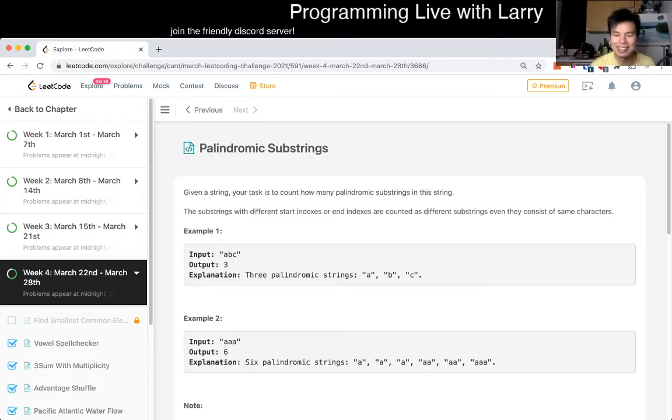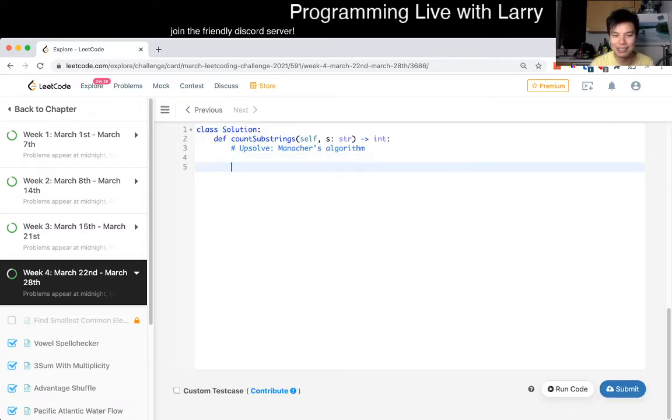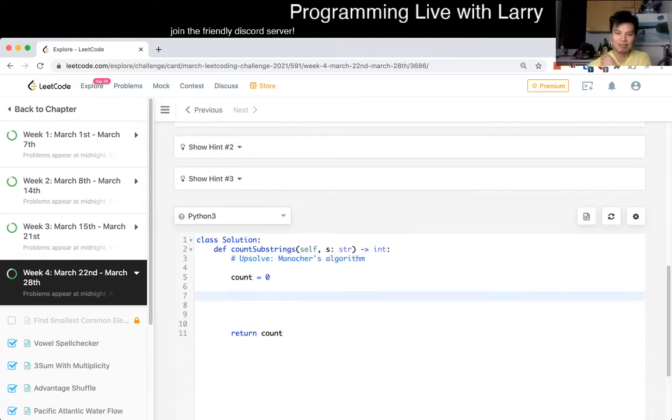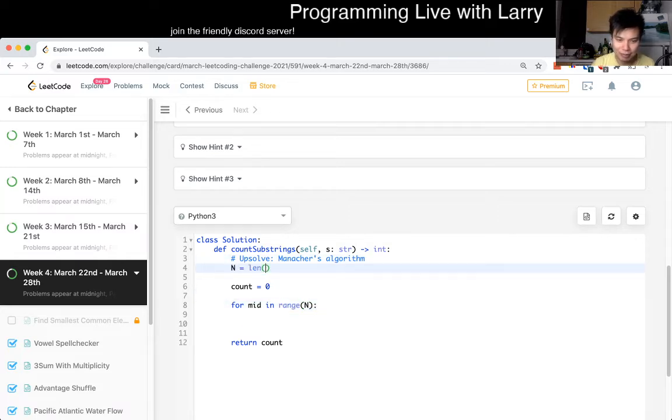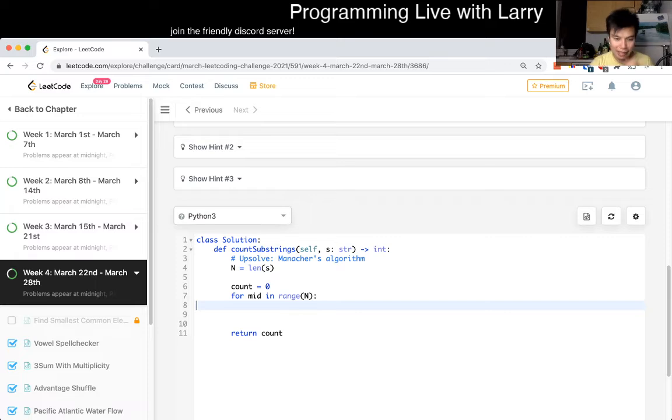I know that I talked a lot, even though the code is probably not that bad, and you might be at home already done with it. But yeah. So let's start. Let's do mid in range of n, where n is the length of s. And now the implementation is, I wouldn't say tricky, but you have to be mindful.